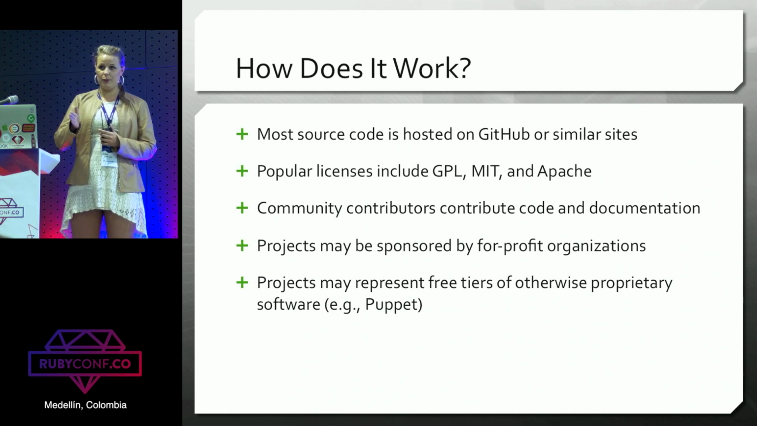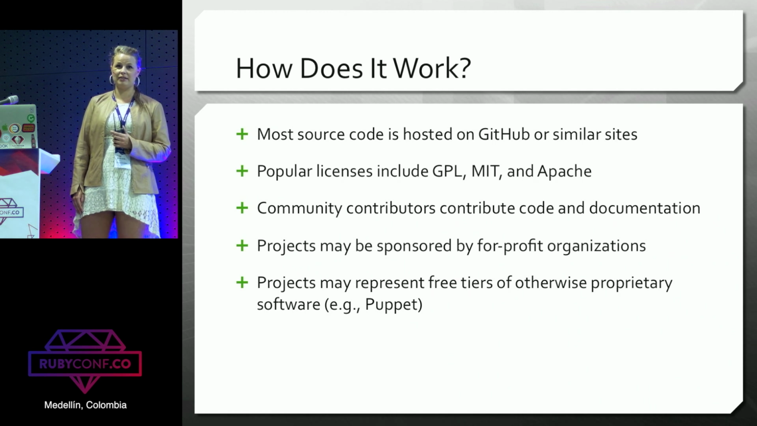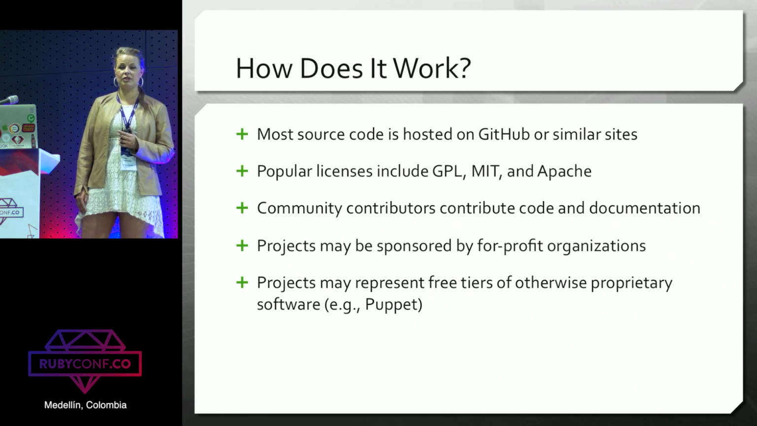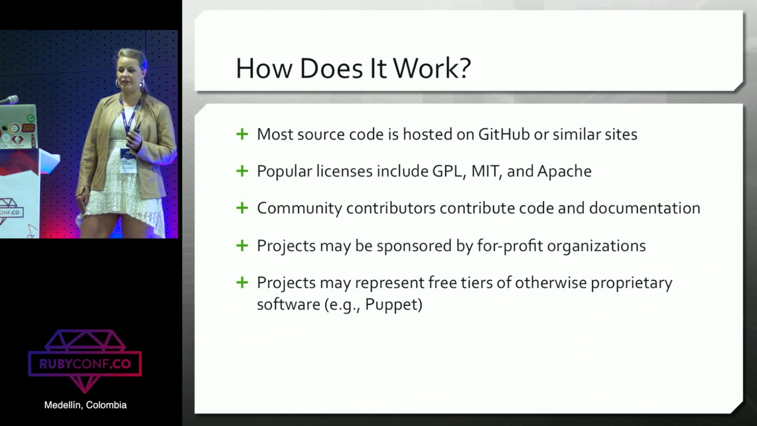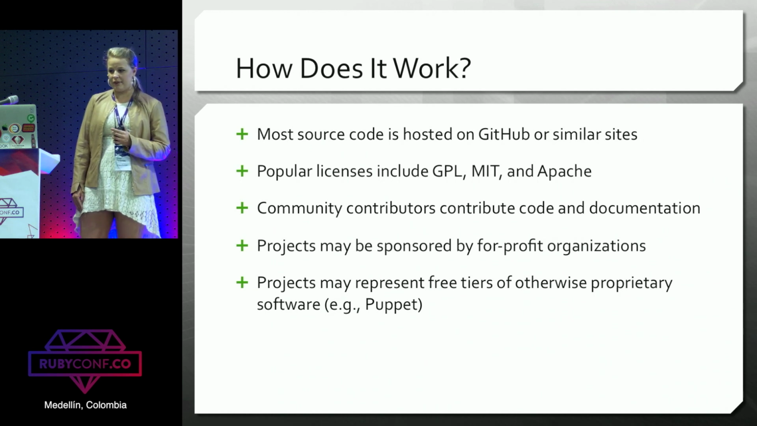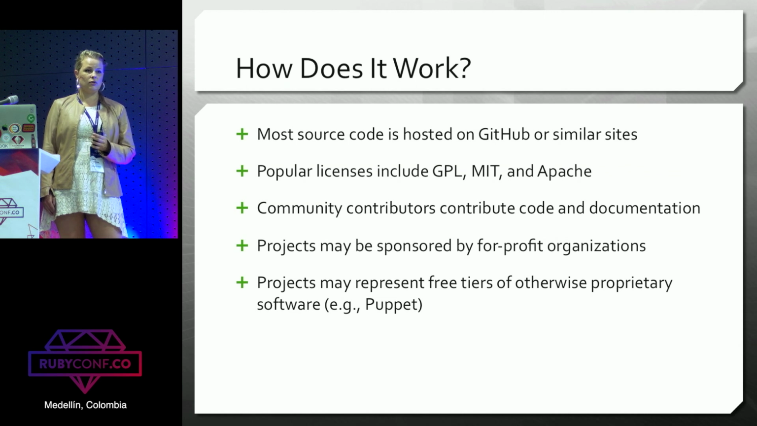Community contributors, that means you, contribute code and documentation as well as a number of other contributions to support open source projects. Sometimes projects are sponsored by for-profit organizations. New Relic has an open source Ruby gem. Puppet has an open source Ruby project. There are a number of larger companies that sponsor open source projects, and I'll talk about that more in a minute. Actually, right now, those projects often represent free tiers or free components of paid products. So for instance, the New Relic Ruby agent is free for download, but the New Relic APM site, which actually analyzes your code and returns data, is not free.